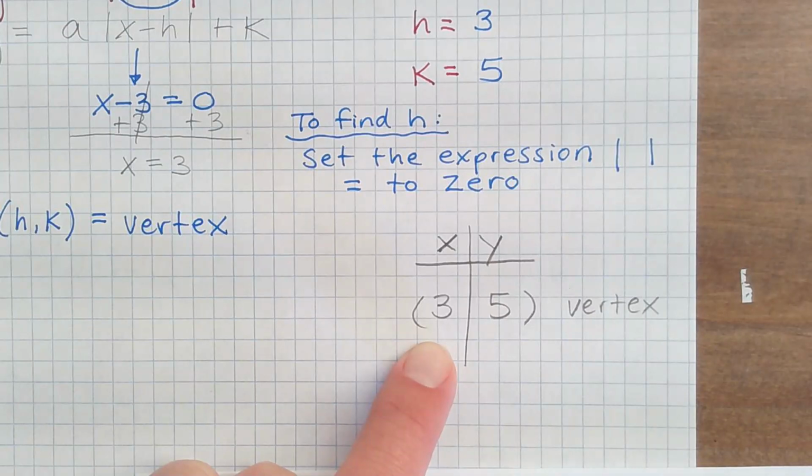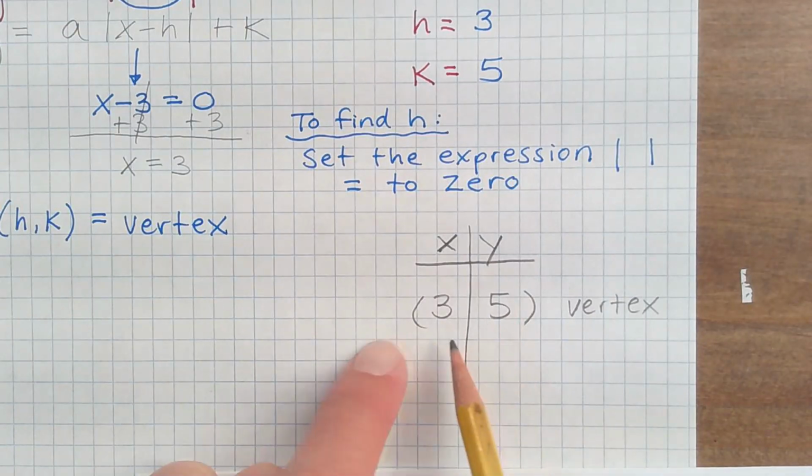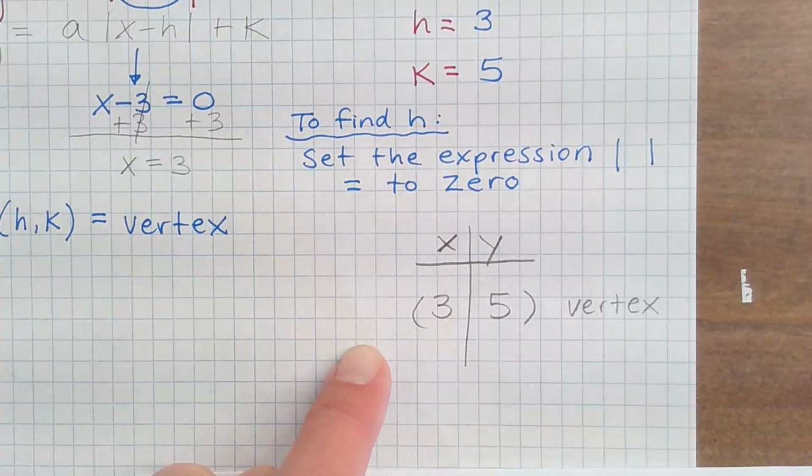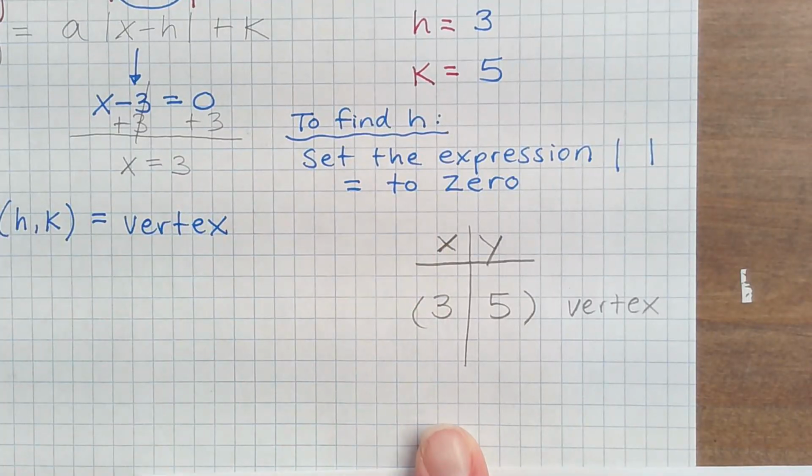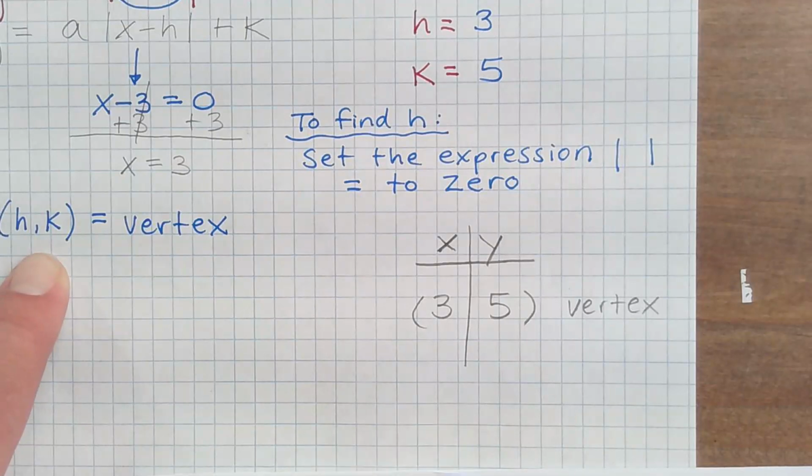So I don't want to pick 4, 5, 6, 7, 8, 9, 10, because that's only going to give me one side of the graph. I kind of want to pick a couple, but even then, what's really cool about these graphs is they're symmetric around the vertex. So if you know one point, you can reflect it and you've got the other. So we really don't need to make a table. So let's practice graphing this over here.